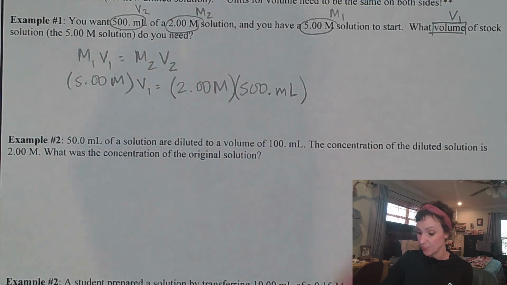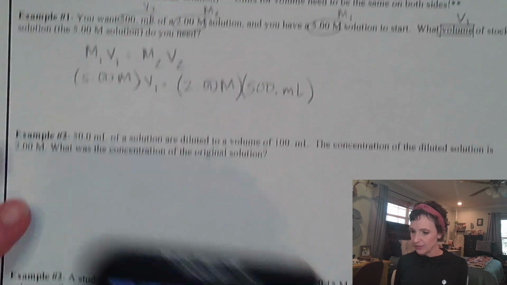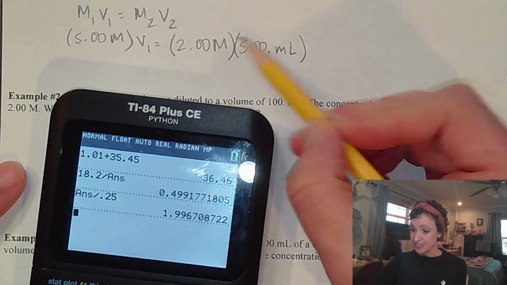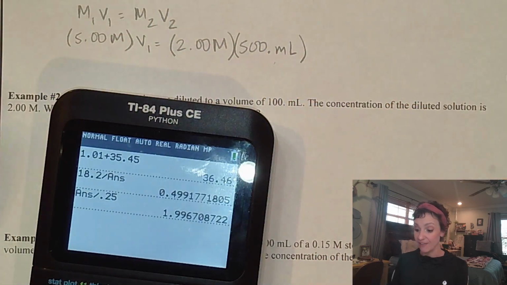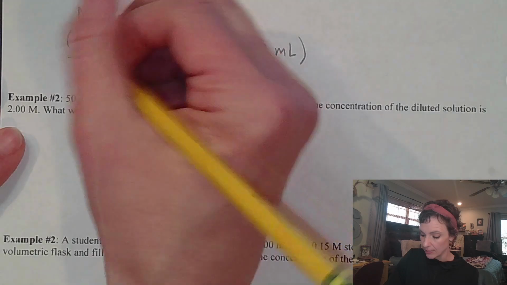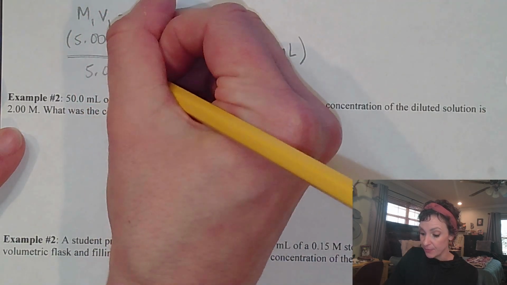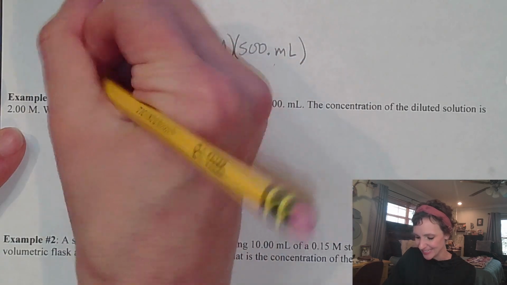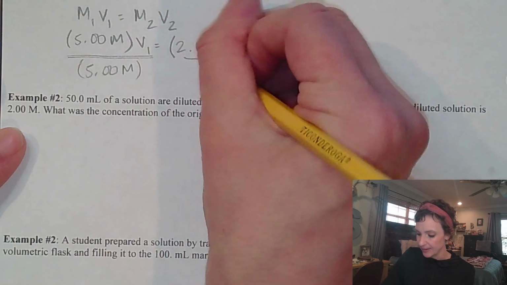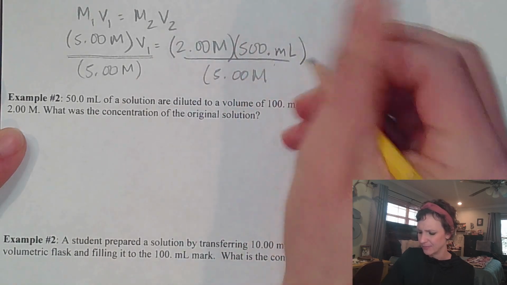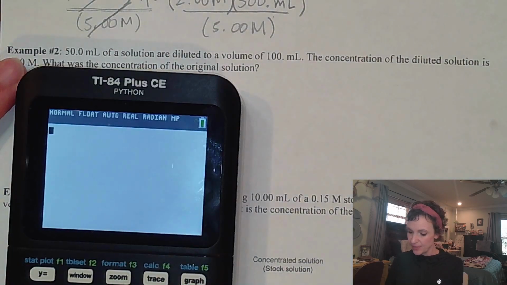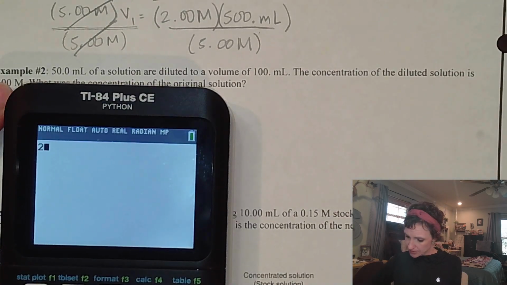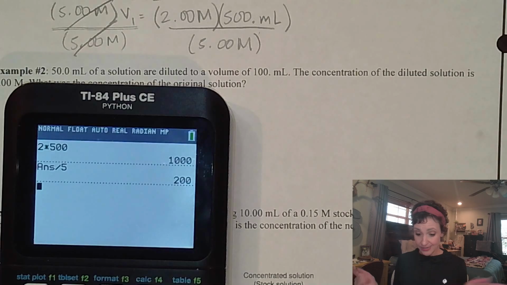Okay, so for my calculation, I'm going to multiply these two numbers together, and then I'm going to divide by the 5, because mathematically, what I'm doing here is getting rid of the 5 molar by dividing both sides by it. Today's a lesson in some algebra, which is fine. We could all use an algebra lesson. So that's how I get to V1. Let's see. So we go 2 times 500 divided by 5. Okay, so I get 200.